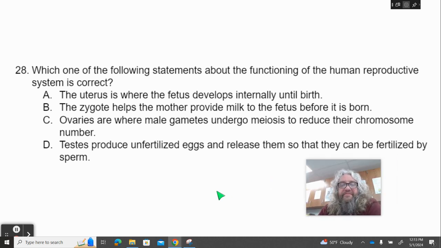Number 28, which one of the following statements about the functioning of the human reproductive system is correct? A, the uterus is where the fetus develops internally until birth. B, the zygote helps the mother provide milk to the fetus before it is born. C, ovaries are where male gametes undergo meiosis to reduce their chromosome numbers. D, and testes produce unfertilized eggs and release them so that they can be fertilized by sperm.